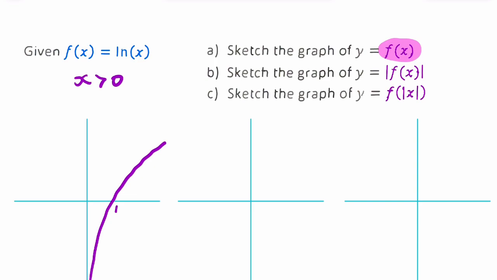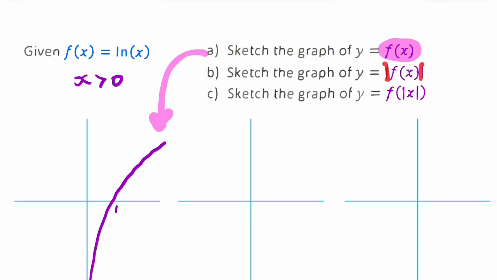So that is part A. Now, the question goes on to ask for the modulus of f of x, that's the absolute value of every point here, and then f of the modulus of x. So let's look at B first.